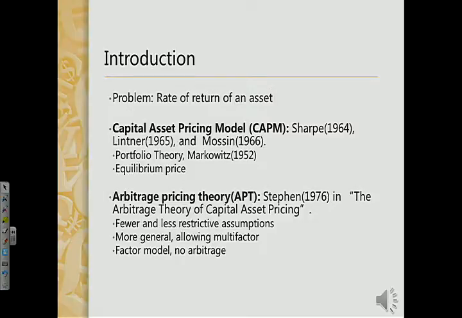Compared with CAPM, it is based on fewer and less restrictive assumptions. It is also more general. CAPM allows one risk factor, while APT allows more factors. APT is building on the early work of the factor model. The most important assumption is that there are no arbitrage opportunities in the market.